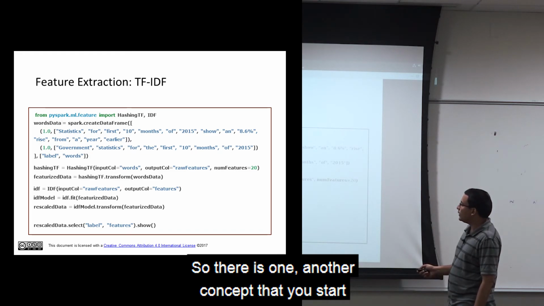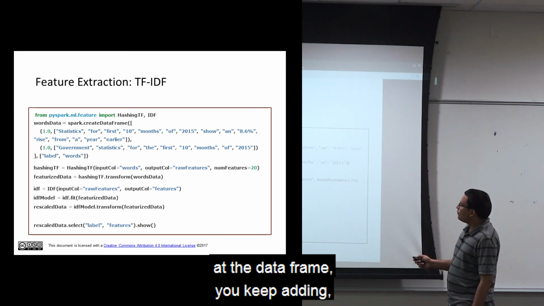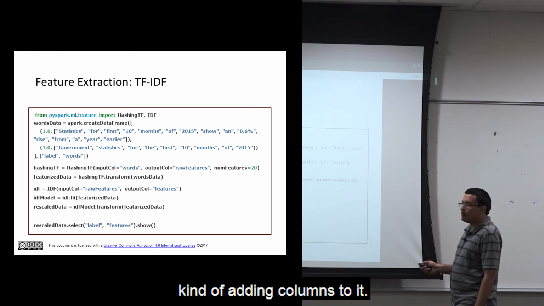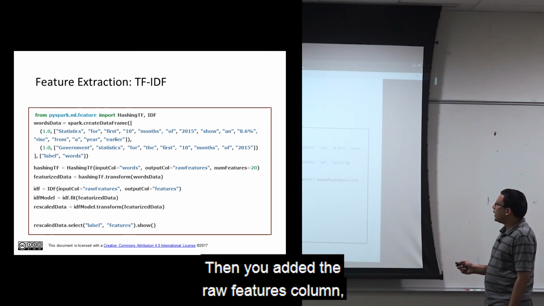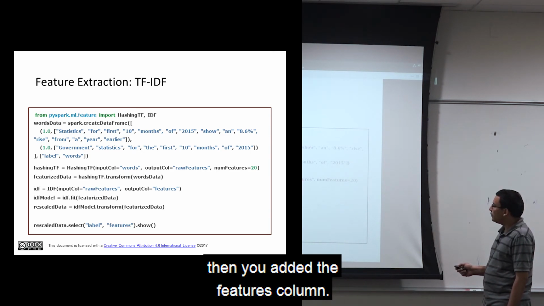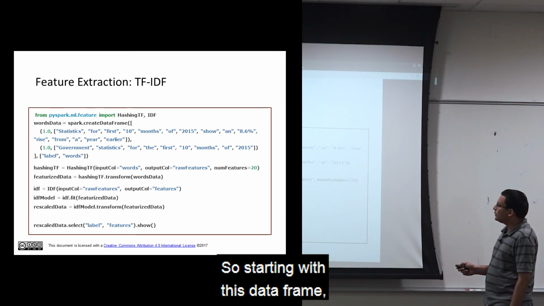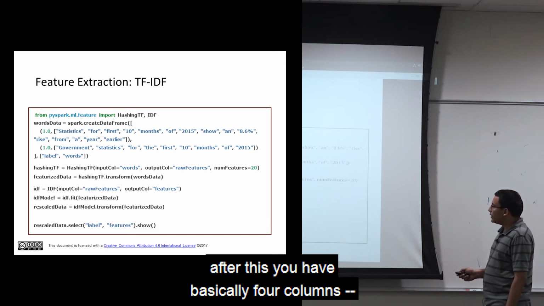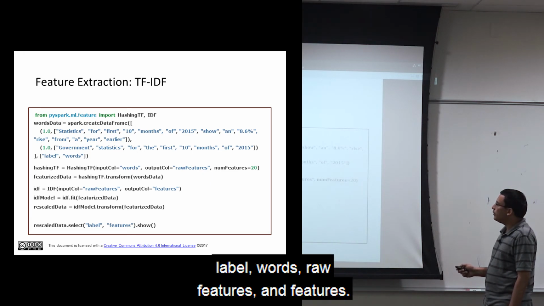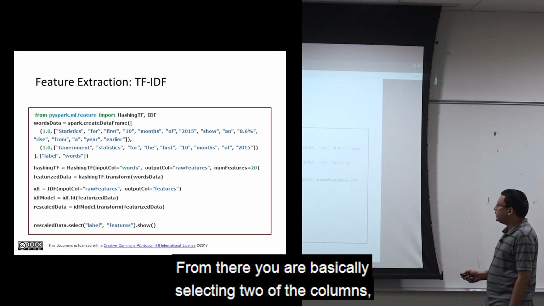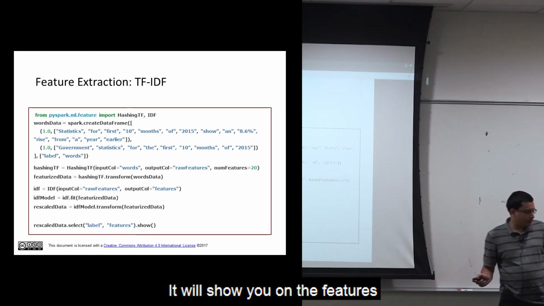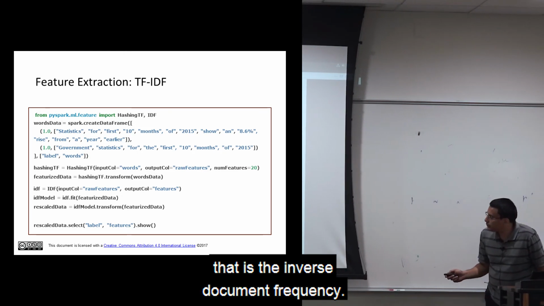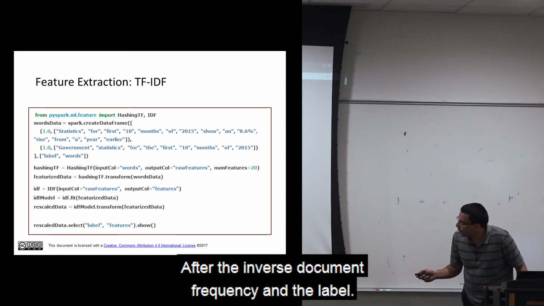So there is another concept: you start with a data frame, and you keep adding columns to it. You started with the label and the words column, then you added the raw features column, then you added the features column. Starting with this data frame, after this step you basically have 4 columns: label, words, raw features and features. From there you are selecting 2 of the columns, which are label and features. It will show you the features, that is the inverse document frequency, and the label.